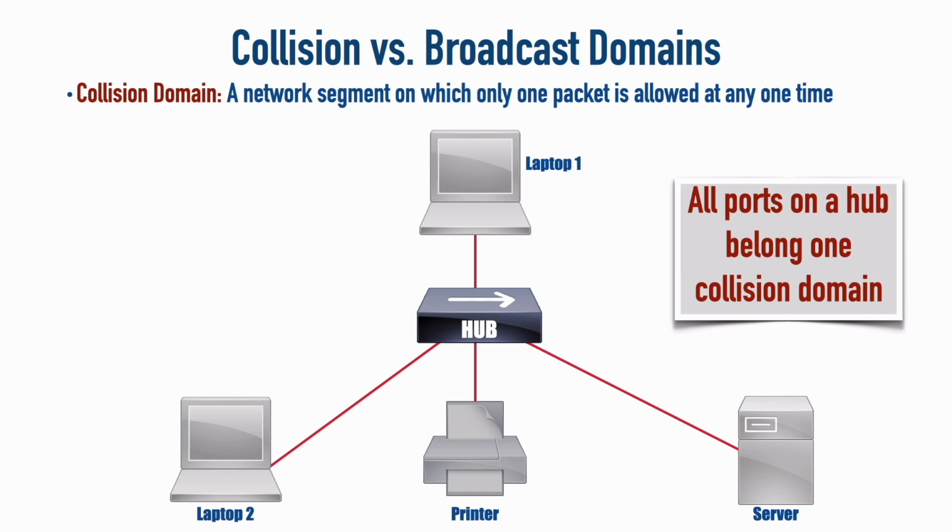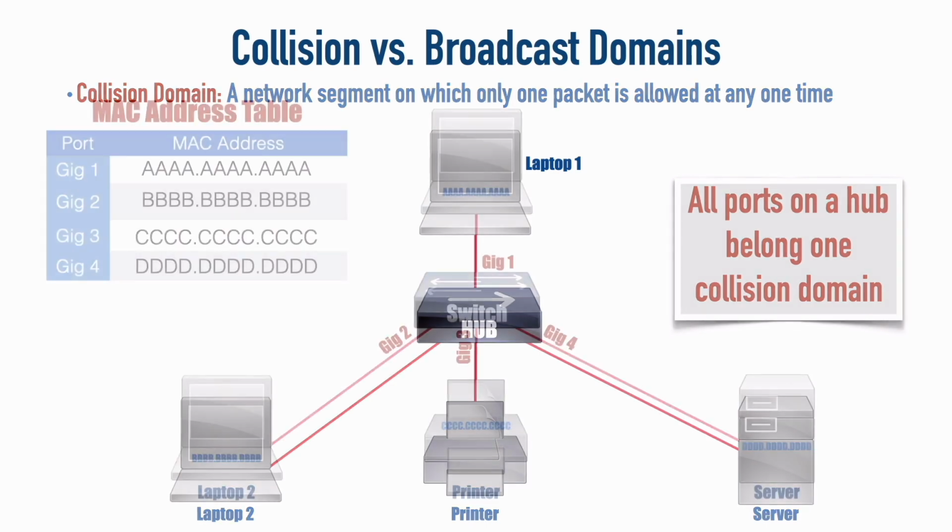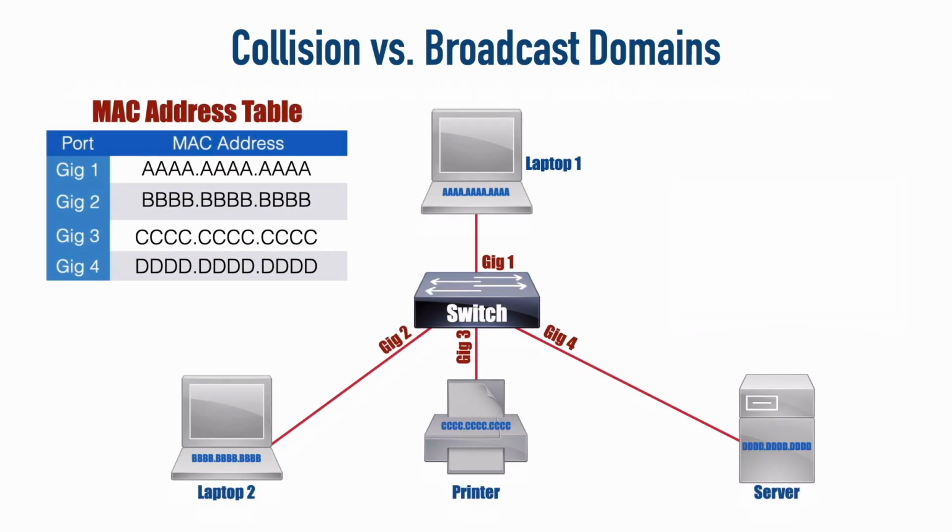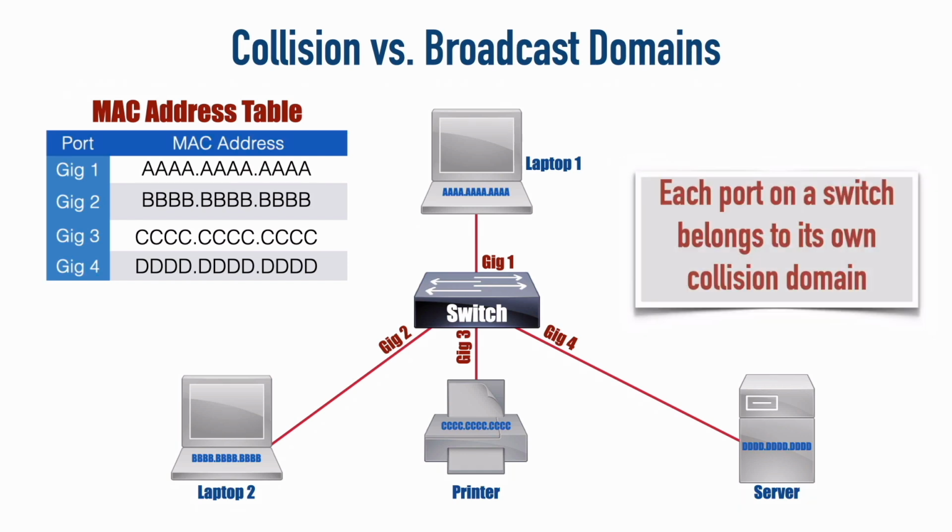So a bus is one collision domain, a hub is one collision domain. What about an Ethernet switch? Well, it gets a lot better with an Ethernet switch. With an Ethernet switch, each port is in its own collision domain.